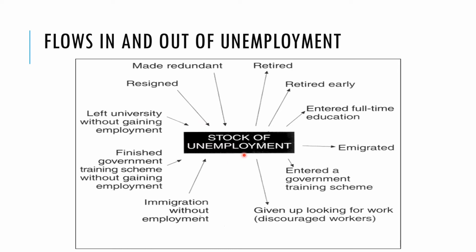But there might be reasons why people flow out of unemployment if they retire, or they retire early, or they go back into full-time education, or they leave the country, or they join a training scheme, or if they're discouraged and become economically inactive. These would all be reasons why the stock of unemployment would go down.